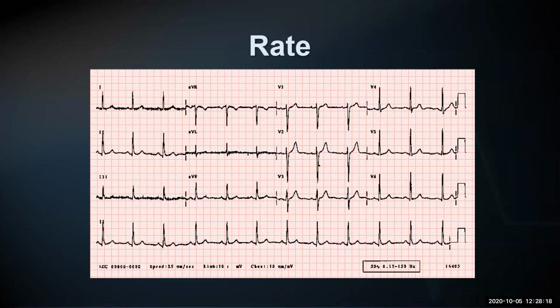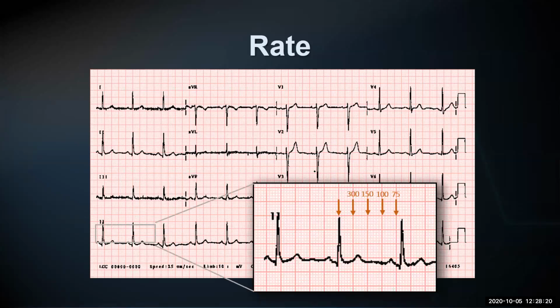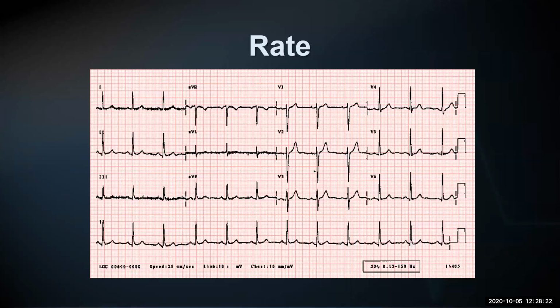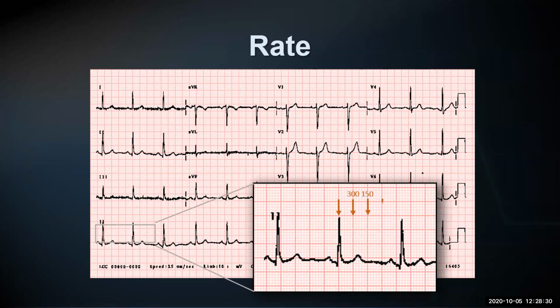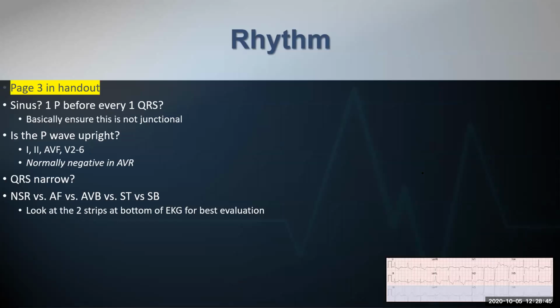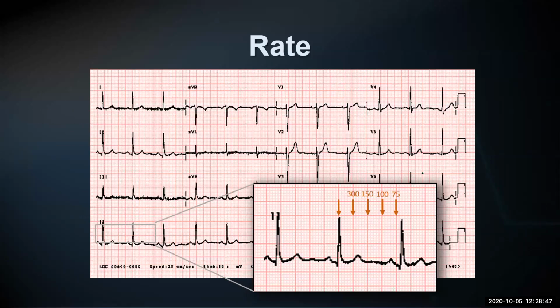So with the rate, I think I have an animation here. Oh, let me see if it does it. Oh, it's not going to. Okay, there we go. So you'd try and find an R that's going to be right on the major darkened line for a big box. And then you're just going to count out 300, 150, 100. And then if it's anywhere in between, like it is on here, then you can kind of guesstimate for the most part. So that's very simple. That's it. That's the rate.